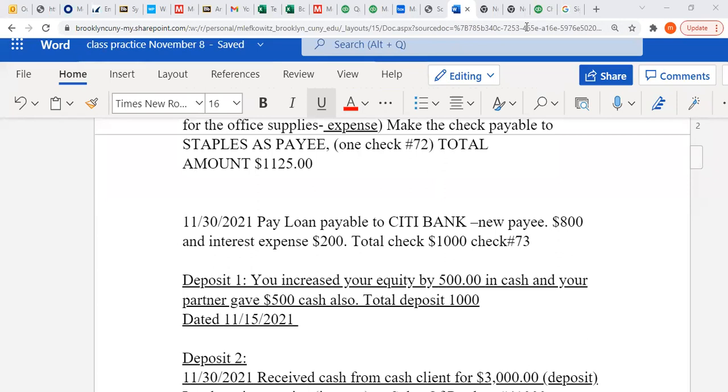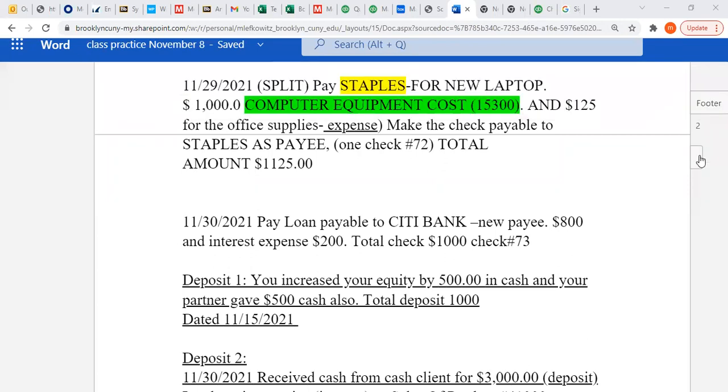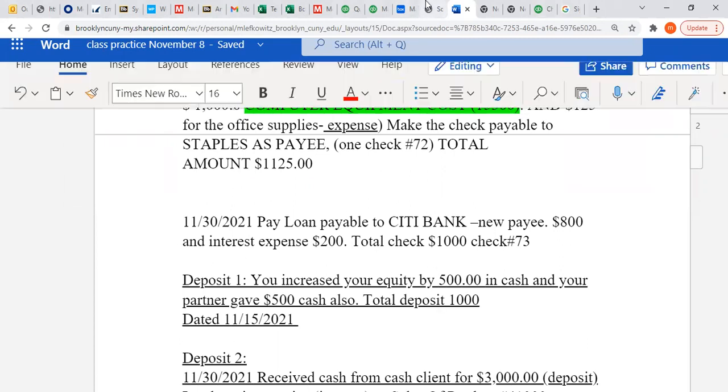Okay, so we're continuing with check number 72 and 73. 72 was office supplies expense and a computer equipment cost. And check number 73 is going to be 800 and 200 for interest expense, and 1,000 is the total. That's to Citibank. So I'll show 72 and 73 if you lost it.